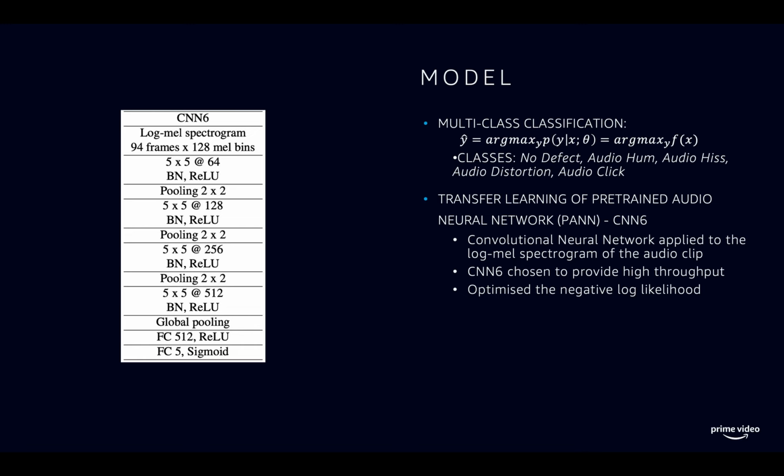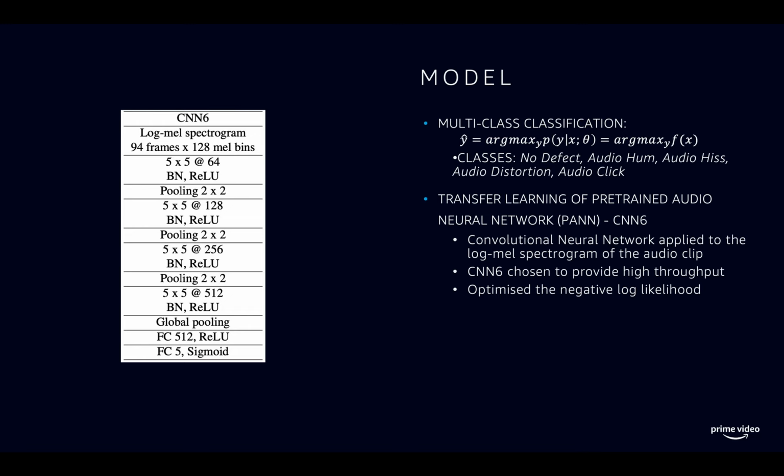The likelihood function, fx, is a pre-trained audio neural network, PAN, and it's of the form CNN6. PANs are a framework of convolutional neural network architectures used for audio classification. We chose the CNN6 instance because it offers high throughput, which is vital for our use case.